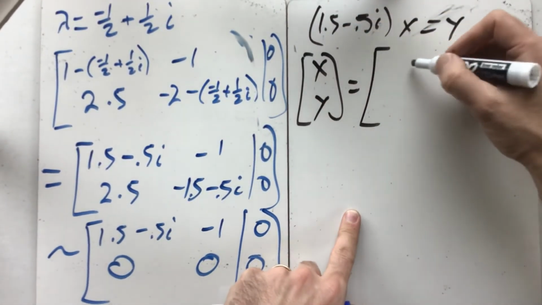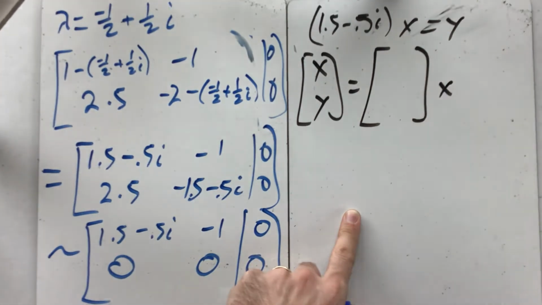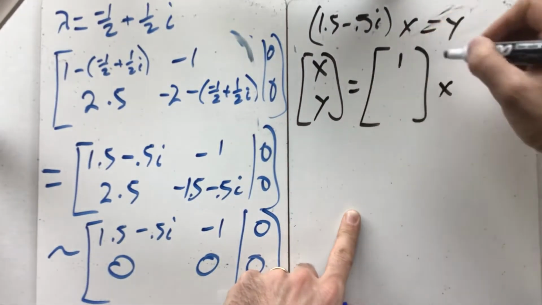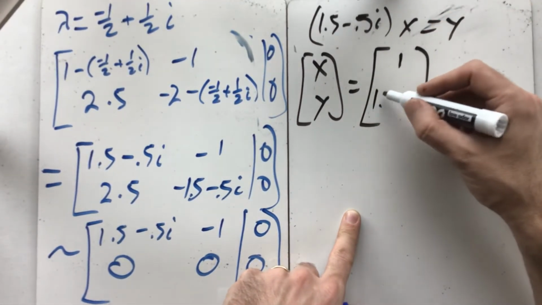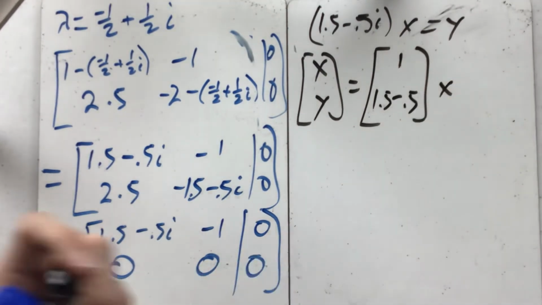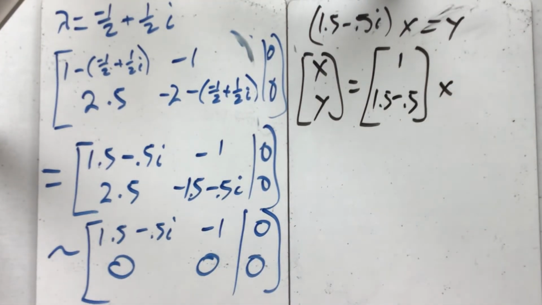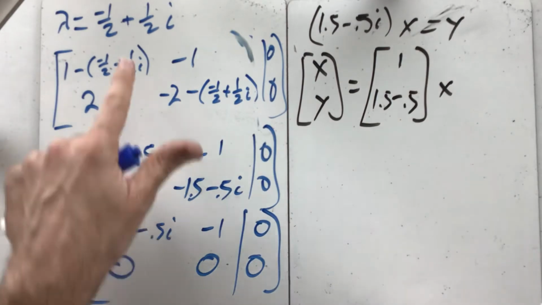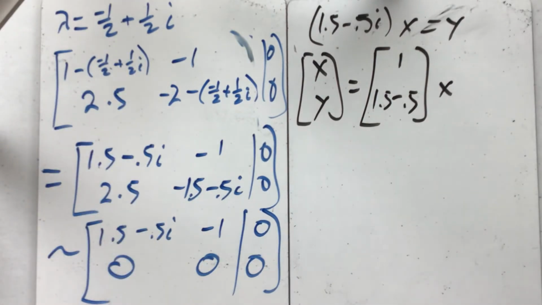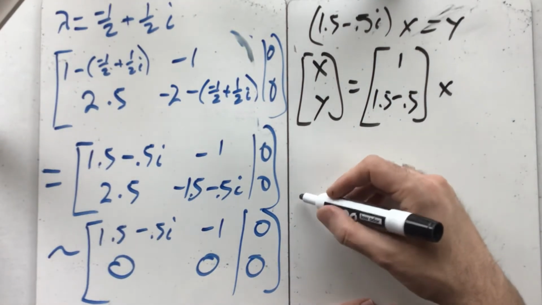So my eigenvector is going to be in terms of x, I'm going to use x as my free variable, and so I get x is equal to x, and y is equal to 1.5 minus 0.5. So there we go. There's our eigenvector to go with that eigenvalue. All right, and now we're ready to find our matrix.